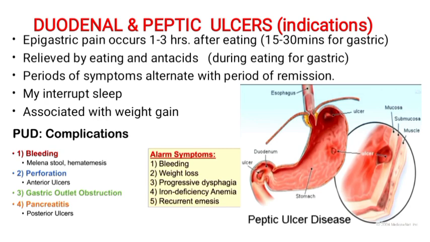The duodenal ulcer has some indications which can help us differentiate it from the gastric ulcer. In the duodenal ulcer, epigastric pain occurs 1 to 3 hours after eating, unlike the gastric ulcer, which occurs within 15 to 30 minutes after eating.